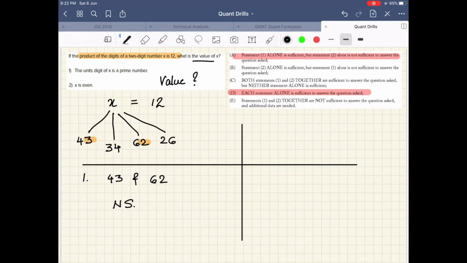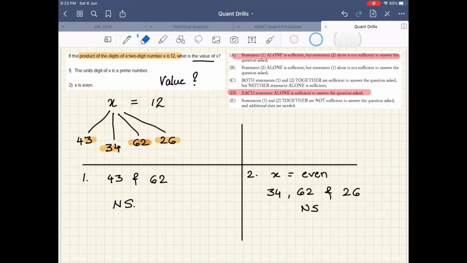Now let's solve the second statement. It says x is even. x is even, so what I get is x can be 34, 62 or 26. So basically we have three values for x, 34, 62 and 26. So again statement 2 is not sufficient.